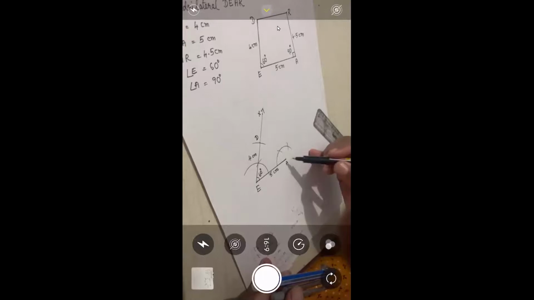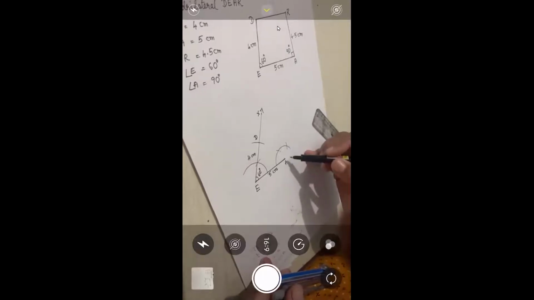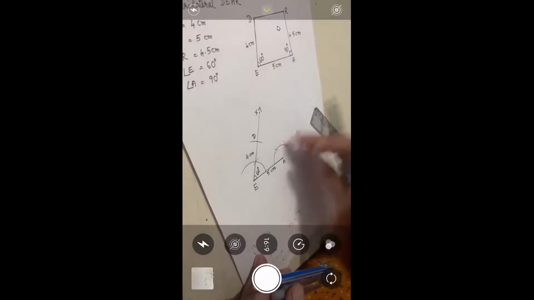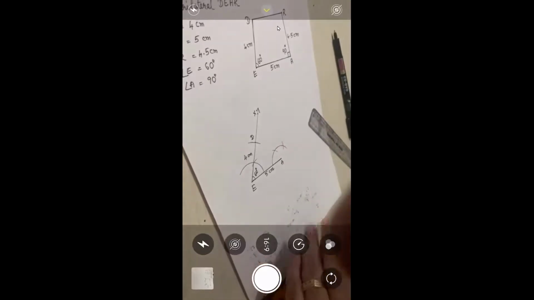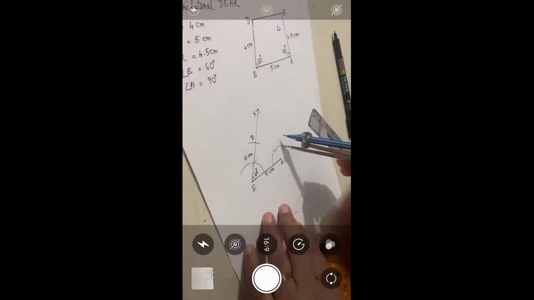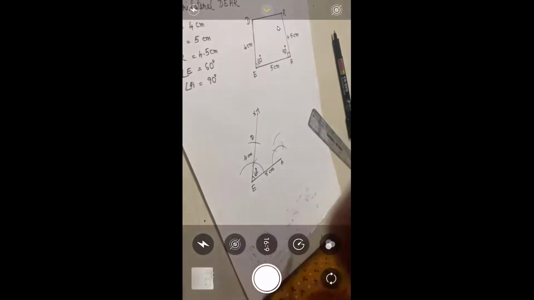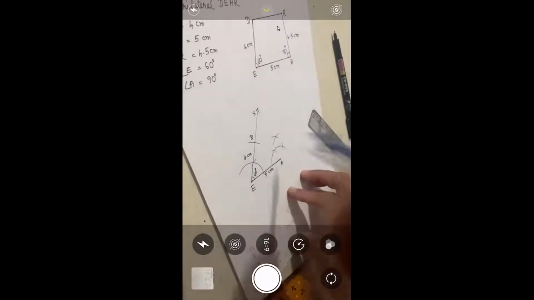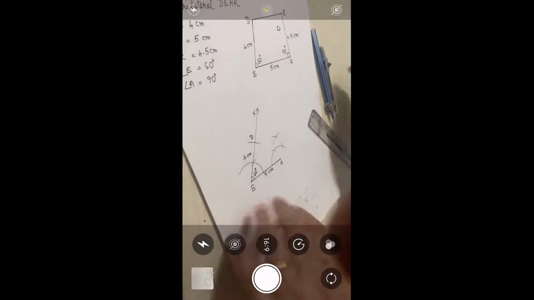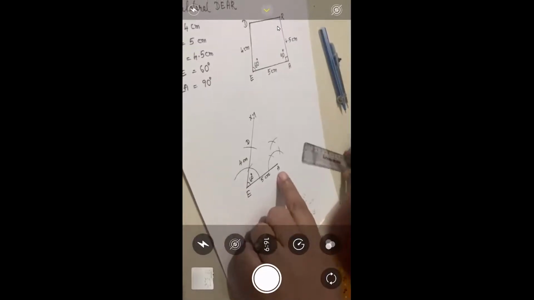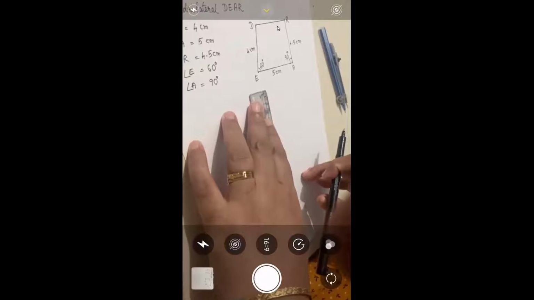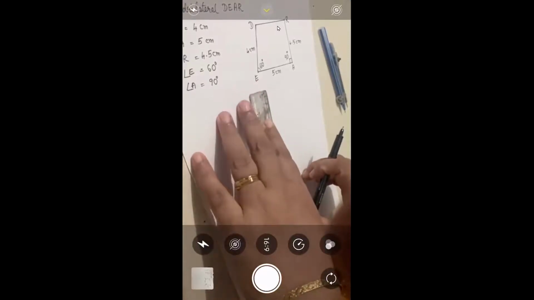A and this point joining will get 60 degree. A and this point joining will get 120 degree. Now we have to make the bisector of this, then we will get 90 degree. So take a little radius less than that, and keeping this point as center, again draw the arc. For the arc intersecting at that point, we have to draw a ray connecting A. So that will be 90 degree. So this is the ray.